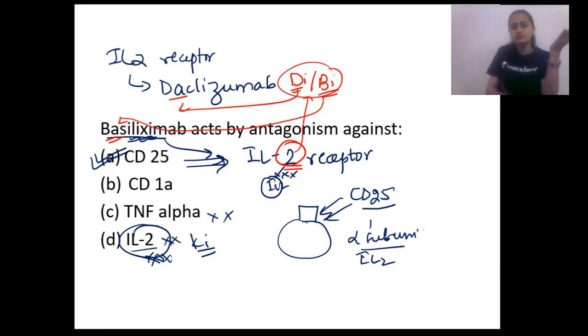Why not interleukin 2 itself? Because it does not have Ki in its name, so it is not called an interleukin antibody. I hope this makes it clear. So di and bi, daclizumab and basiliximab, act against the interleukin 2 receptor, that is CD25, and are used in preventing transplant rejection.